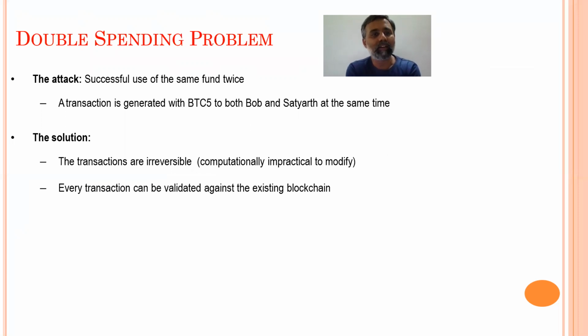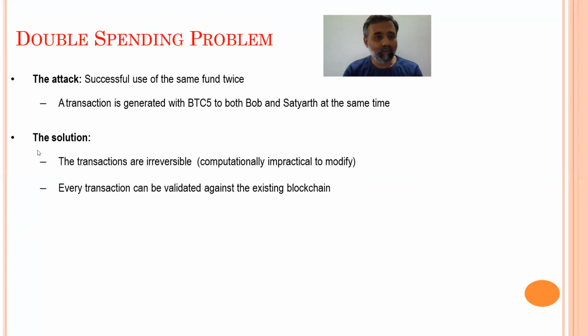Now, a certain attack we have. The first one is the double spending problem. Double spending problem means using the same fund again at the same time. Suppose you are transacting 5 Bitcoin to Bob and, say, Satya at the same time. If it is possible, then we will say that the attacker is able to spend the same amount more than one time.